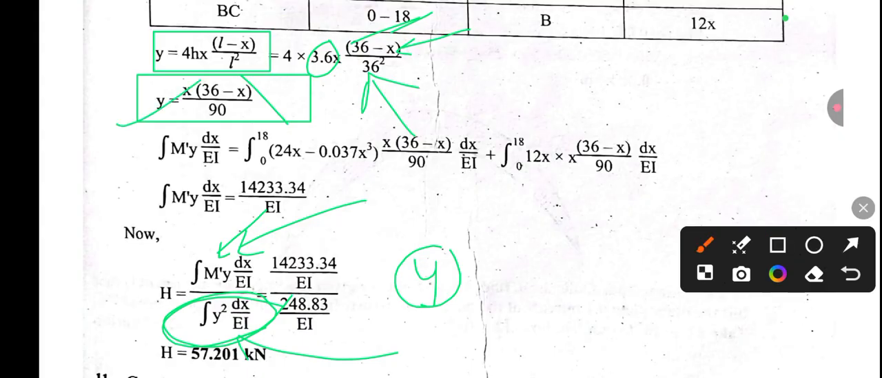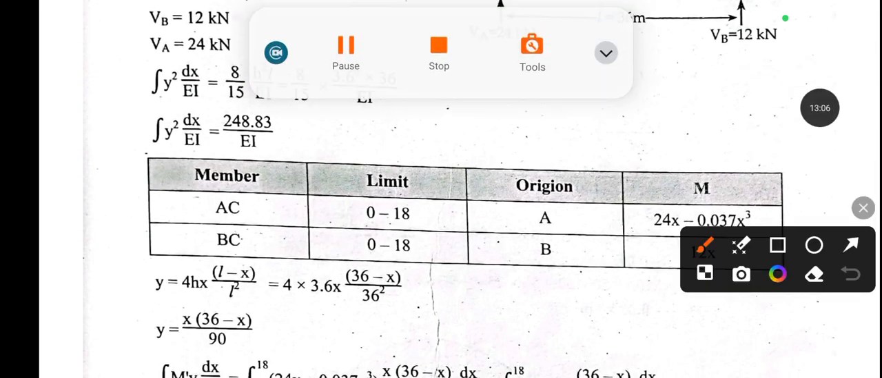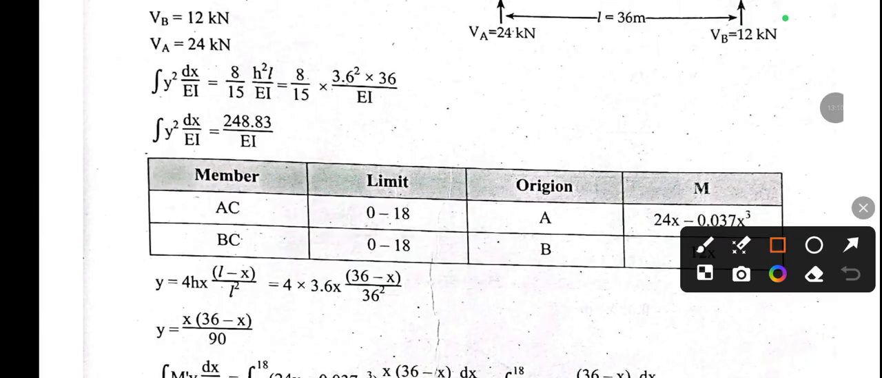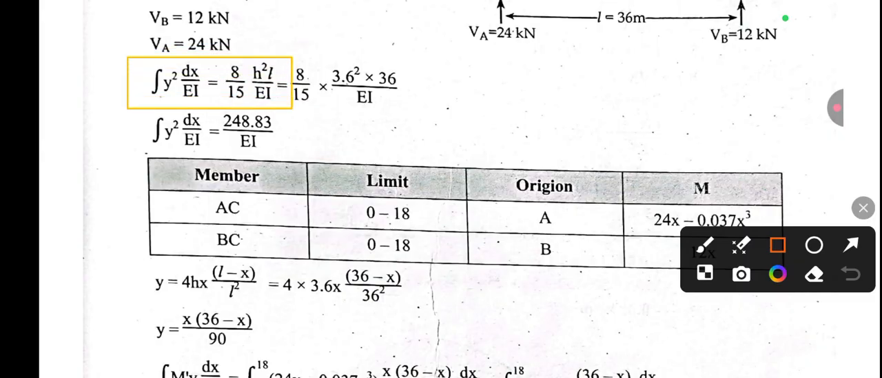Now we need to calculate this value m dash, and this denominator part. So first calculate this denominator part. For this denominator part we have a direct formula, so we can apply the formula directly. You can see here, whenever the UDL is applied, then we can use the direct formula. This y square ds equals 8 by 15 h square l by EI. Okay, this is our formula for the calculation of this y square ds.